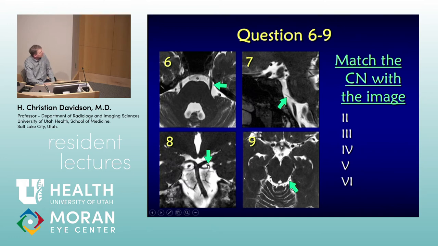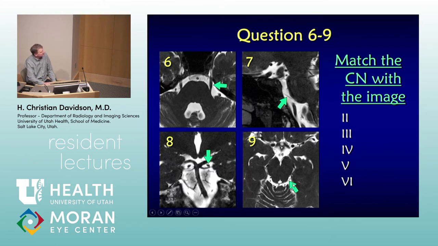Eight. Three. So three is a pretty big nerve, and you can usually see it quite easily. It runs right between the P1 and the SCA segments right there. Four also runs in the same space. Four runs out lateral here. It's a much smaller nerve, and I think it's really hard to reliably see it on a coronal.